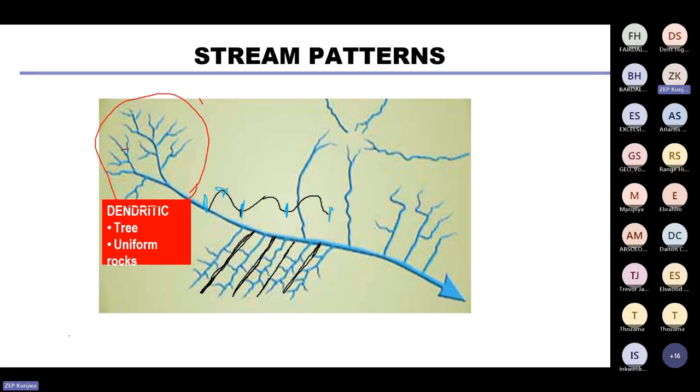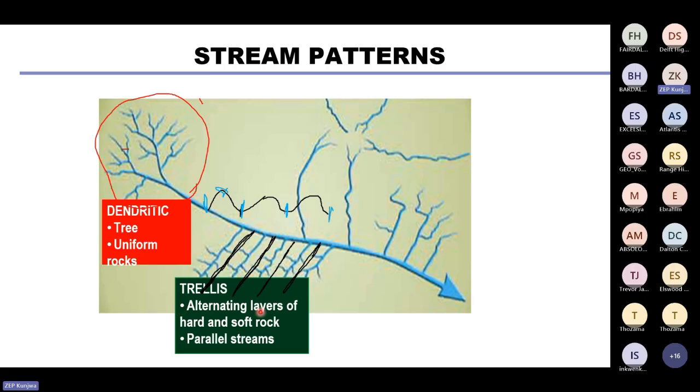So here, hard rock, soft rock, hard rock, soft rock. So what do you have here? You have alternating layers of soft rock and hard rock. Alternating means to change. You see alternating layers of hard and soft rock there. That is what this statement is talking about. That is what you must understand.